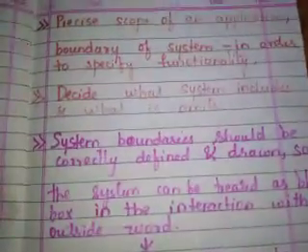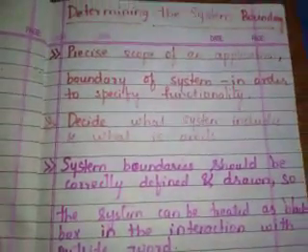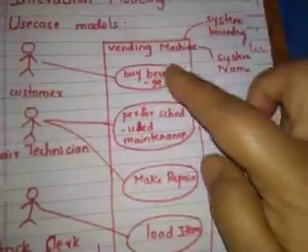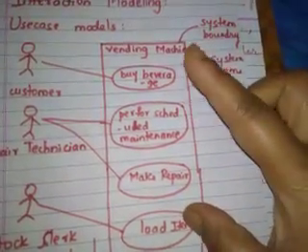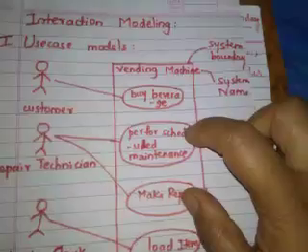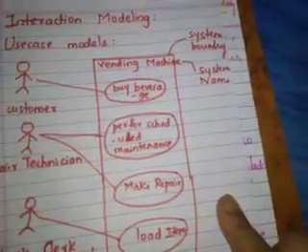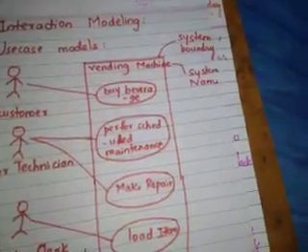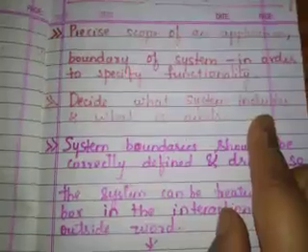We should decide what the system includes, what the system omits. So here we have decided in the system I can include loading the items and buying the beverage, and repairs will be inside the boundary, whereas exchange of the item is outside. So we should tell which functionalities are omitted and which functionalities are included.